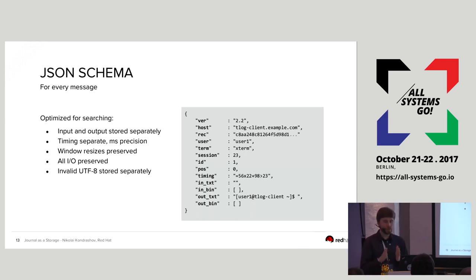So we optimized our JSON schema for searching and for streaming because the data from the terminal is continuous, but the messages have to be finite. So we cut it down to pieces. We record input and output as separate fields in JSON. We store time separately with millisecond precision. We preserve everything. And if there are any invalid UTF-8 characters which we cannot put into JSON, we encode them as byte arrays, just specifically these bytes.